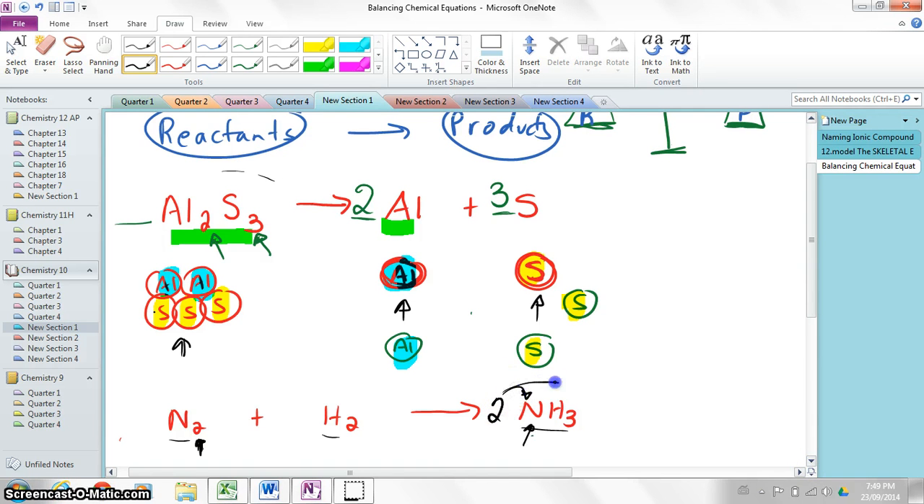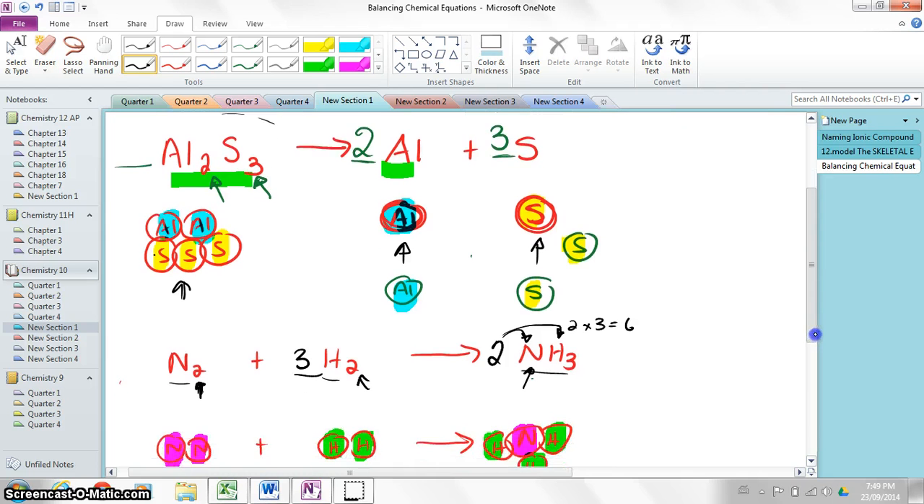So I've got 2 nitrogens, but how many hydrogens do I have now? 2 times 3, or 6 hydrogens. On this side here, I only have 2. So what number do I put in front to get 6? What times 2 is 6? 3. So now it's balanced.